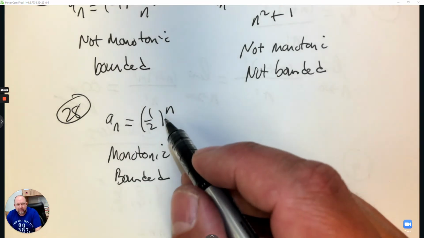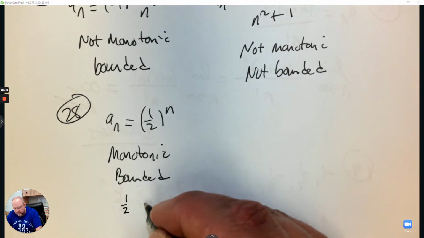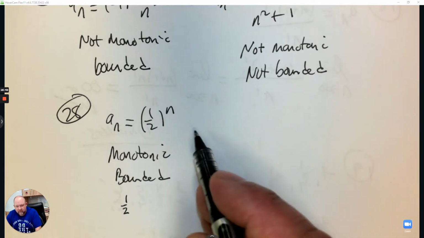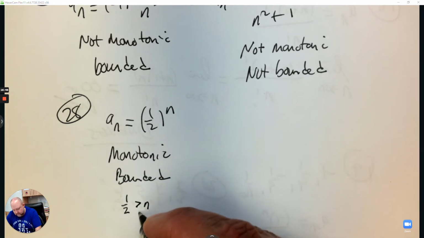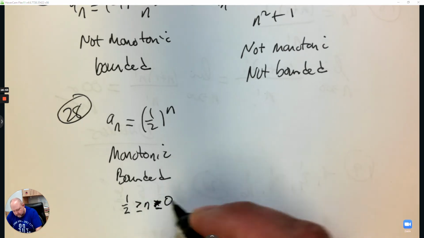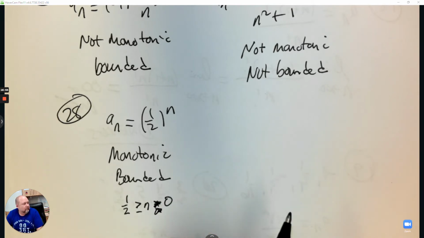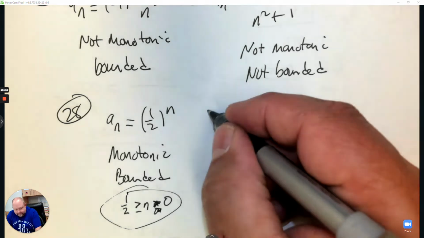And if you want to think about it, the largest number it could be when you plug in positive 1 is 1/2, and this is going to go to 0. So it's bounded between 1/2 and 0.